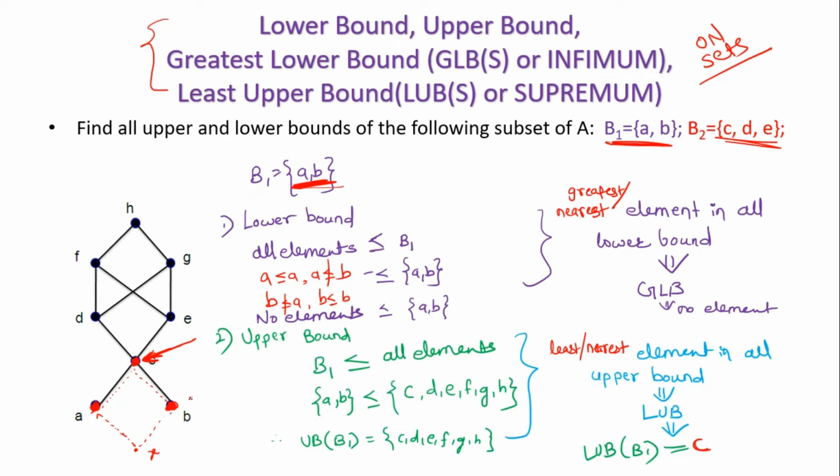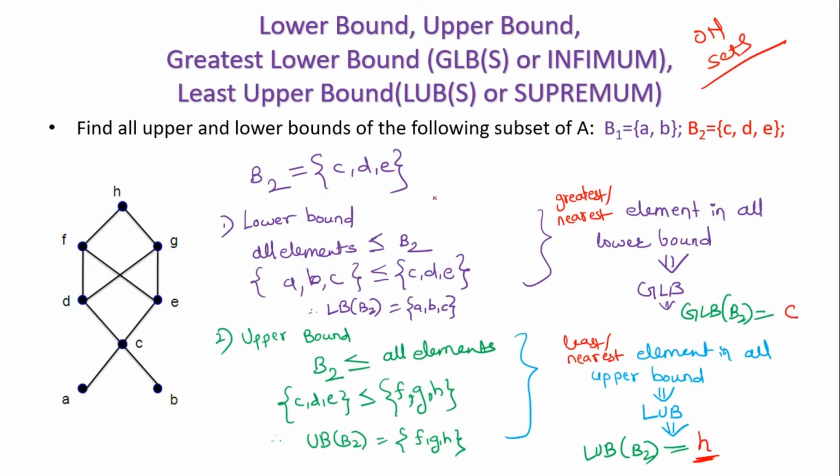Now for A and B, the shortest path going in the upward direction will be for vertex C. So C is a vertex which is very near to both of these vertices. Whatever subset I have been given, for all of these elements, this point is the closest or nearest point present in the upper hierarchy. So this will be my least upper bound. So this is my LUB for subset A and B.